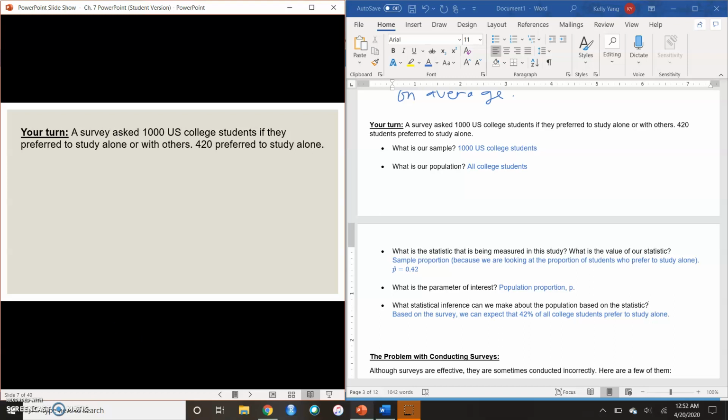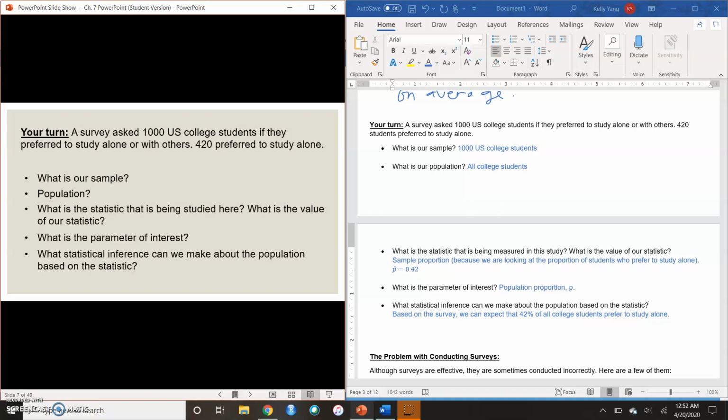Okay, so I hope you've had some time to work through this example, so I'm going to go over the answer to each of these parts. So here, our sample would be the 1,000 U.S. college students that were being studied or surveyed, which makes our population all U.S. college students. So that's going to be super important to include in here too. So all U.S. college students would be our population.